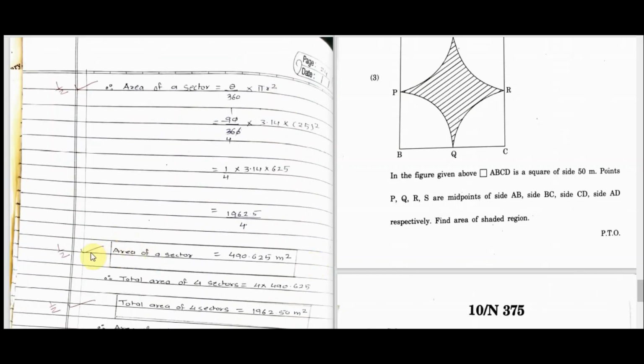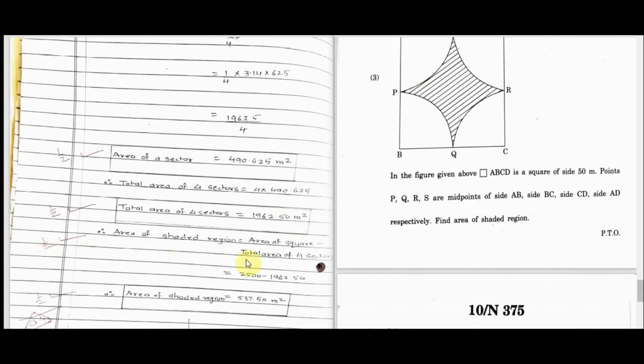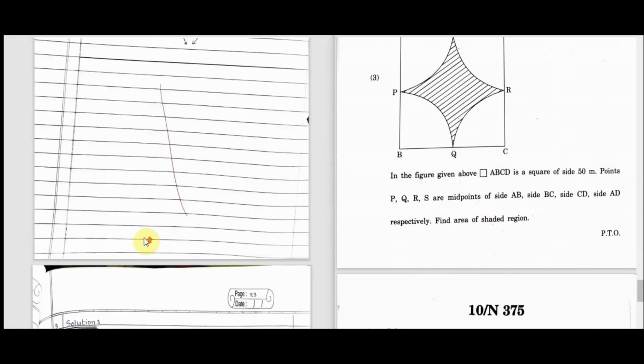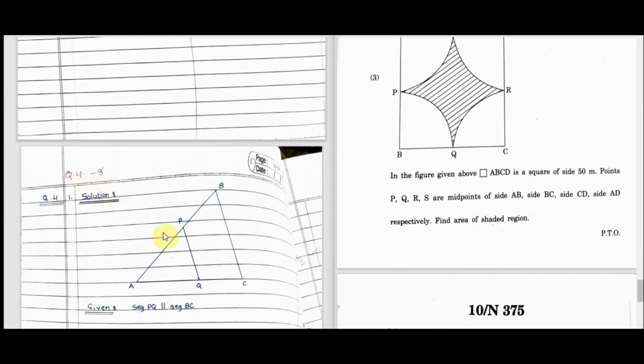Calculating the area of the square, half mark. And then you will get the area of sector, the formula of area of sector, half mark. Calculation, half mark. Then total area of the sectors, with the 4 multiplied, half mark. Then area of the shaded portion: for writing the formula half mark, and final calculation half mark. Like that, you will get the 4 marks for the third question of question number 4. Alright, so 4 plus 4, 8 marks. So see here, the 8 marks are shown on the top here, 8 marks.